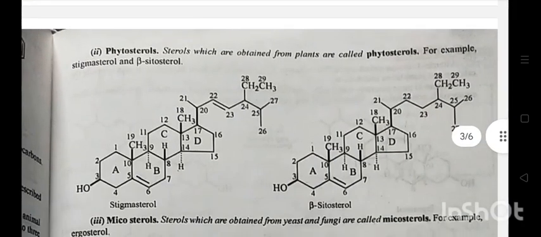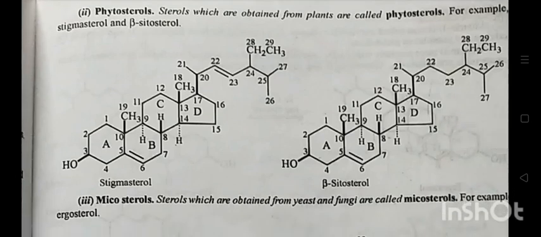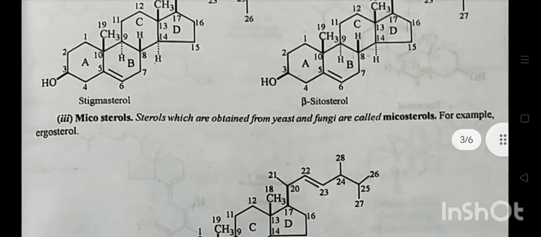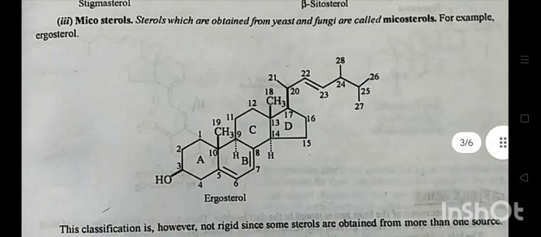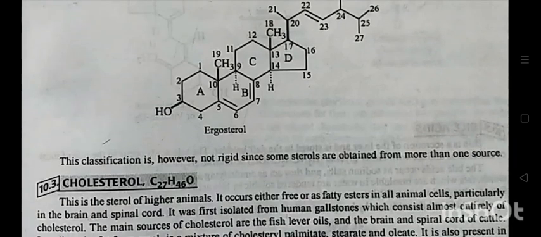Second is phytosterols. Sterols which are obtained from plants are called phytosterols. For example, stigmasterol and beta-sitosterol. Here the structures of stigmasterol and beta-sitosterol are shown. Third is mycosterols. Sterols which are obtained from yeast and fungi are called mycosterols. For example, ergosterol. Here the structure of ergosterol is given. The classification is however not rigid since some sterols are obtained from more than one source.